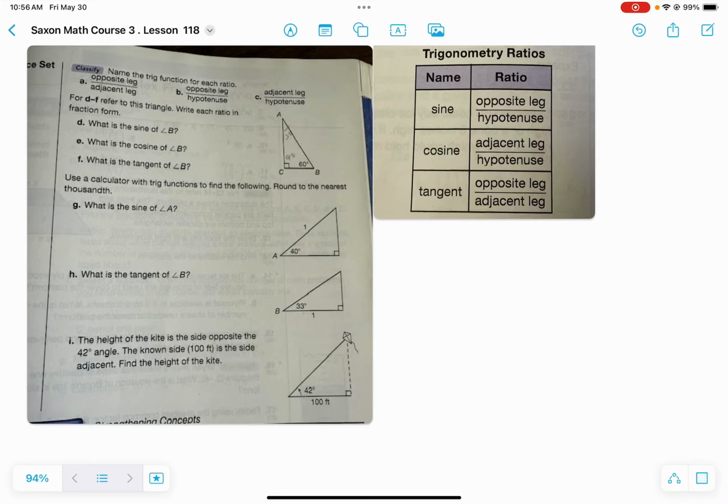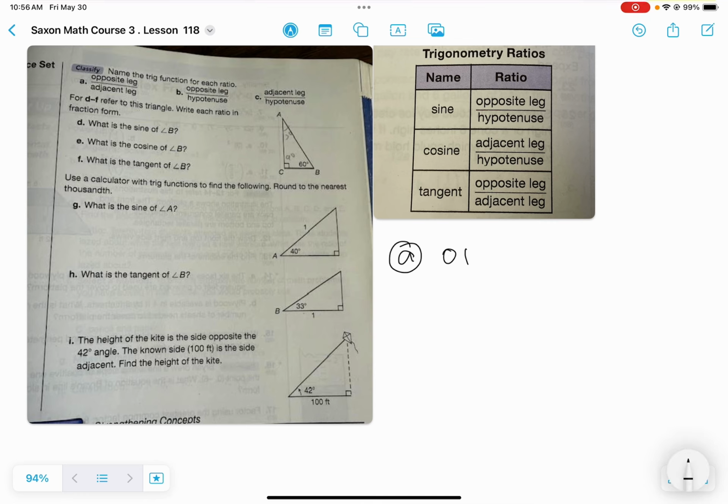Welcome back everyone. In this video we're going to solve the Saxon Math Course 3 lesson 118 practice set. It looks like lesson 118 is about trigonometric ratios, so we are going to look into that. First, let's try to solve A.